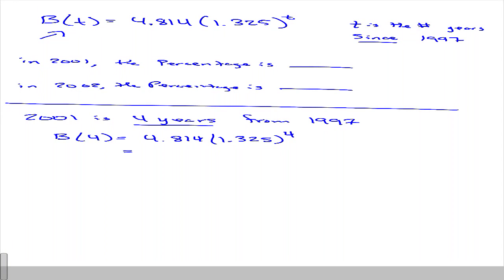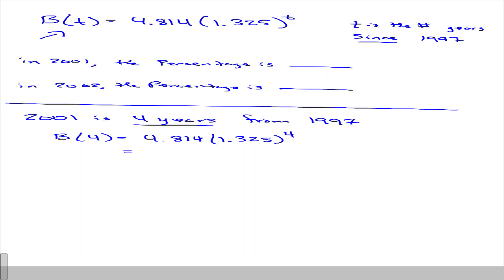We have a question here that talks about the percentage of executives in a certain industry receiving a cash signing bonus, and they're increasing. The percentage is given by the function B of t equals 4.814 times 1.325 raised to the t power, where t is the number of years since 1997. We want to find the percentage of executives receiving signing bonuses in 2001 and in 2002.